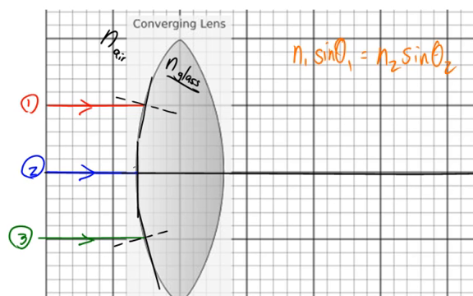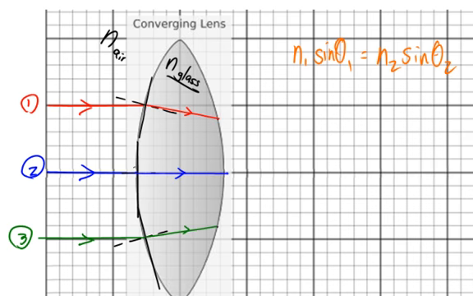If I were incident from air onto glass, I know that each of the rays is going to bend towards the normal that crosses the boundary. Ray number 2 strikes at normal incidence, and so it's not going to bend at all. It's going to pass straight through as if it were not bent. It's going to slow down, but it's not going to bend like ray 1 and ray 3 will.